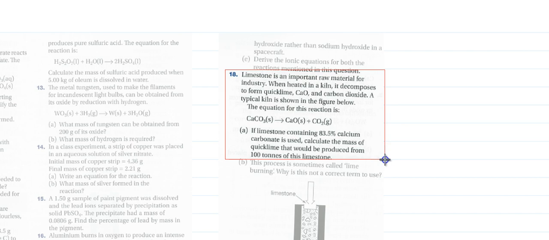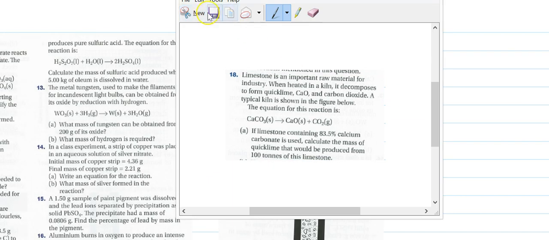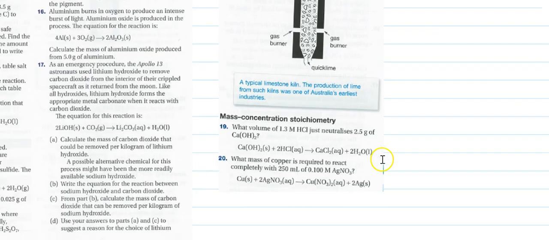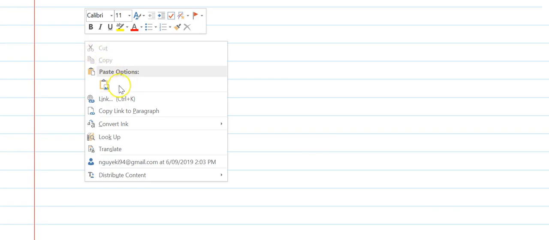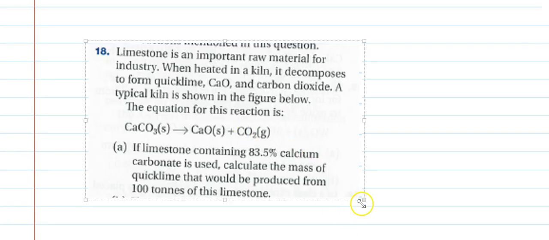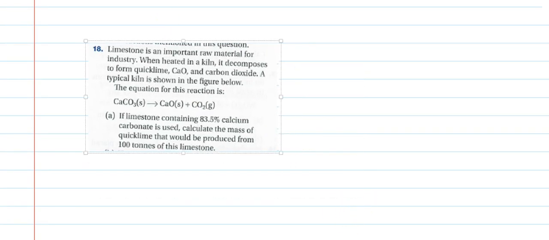I'm just interested in the calculation, not in the diagram. You're welcome to work through the question with the diagram or whatever, but I just want the question. Now this question here is interesting because they want us to work out how much of something is produced from 100 tons. And that's not in grams, okay? We only can really work with grams.